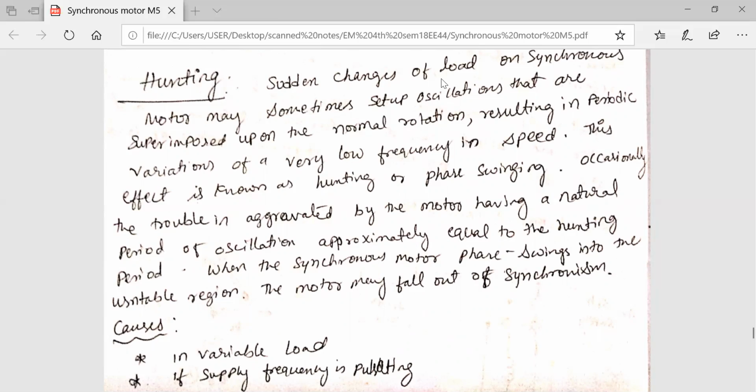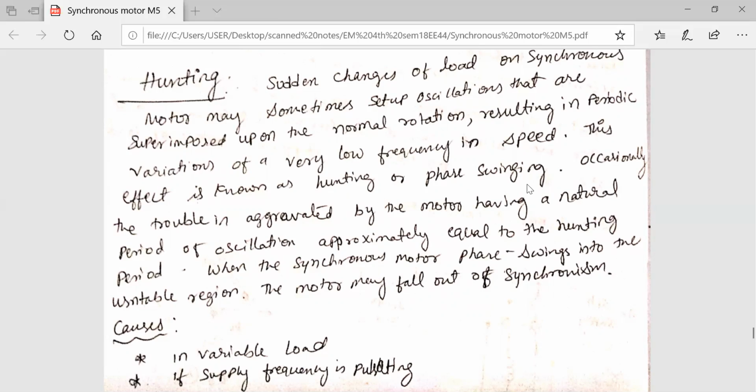A sudden change in the load of the synchronous motor may sometimes set up some oscillations in the motor. Those superimposed oscillations on the normal rotation result in some periodic variation, of very low frequency, in speed. These periodic variations are produced at very low frequency in speed. This effect is known as hunting. It is also called phase swinging.